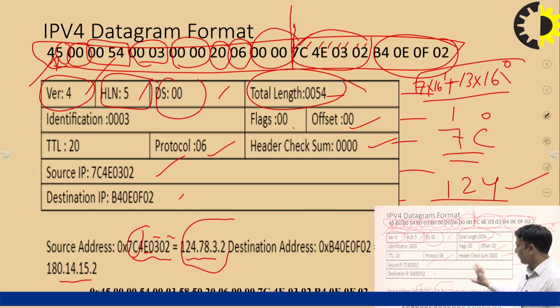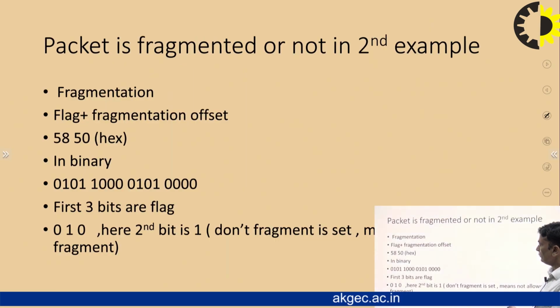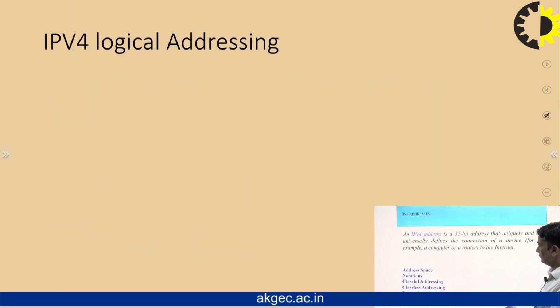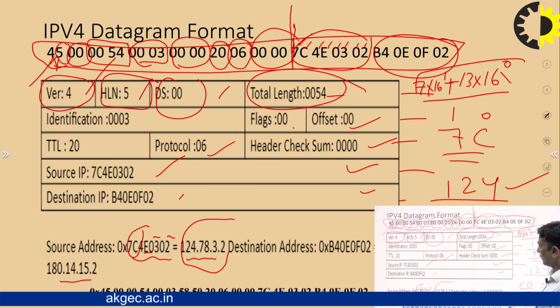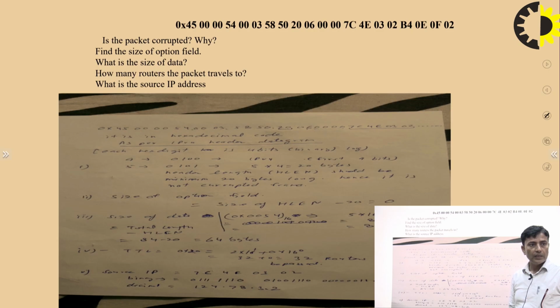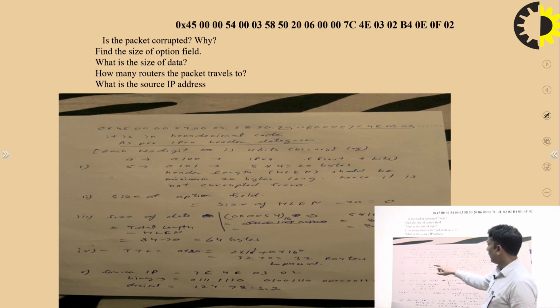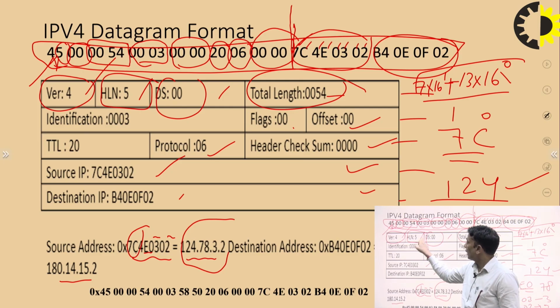Okay, this is coming from the last two layers. Other information, let me check. Yes. Is the packet corrupted? Why? So here we look at the header length. What is the header length information? If we come here, the header length value is 5.